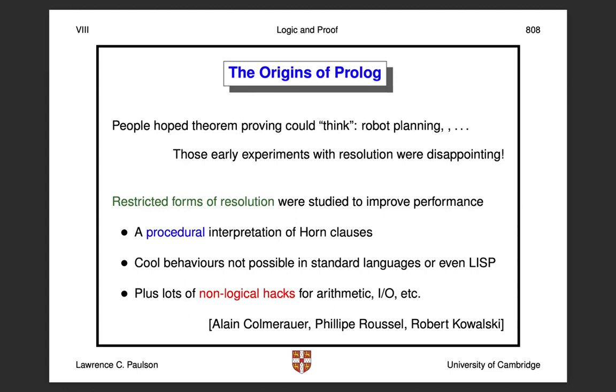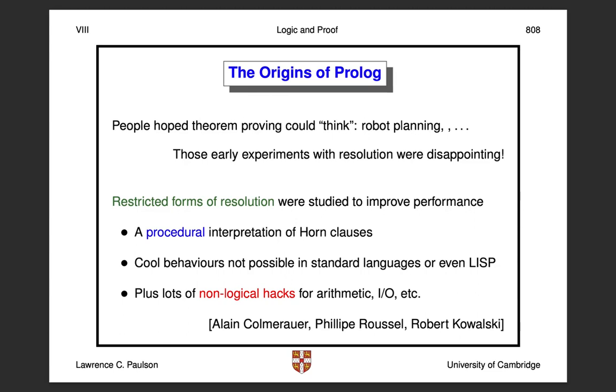So way back in 1970, people saw that resolution was a complete proof procedure. They were very excited about it, and a number of senior figures in artificial intelligence, such as John McCarthy, the inventor of the Lisp language, thought that you could reduce all of artificial intelligence to theorem proving in first-order logic.